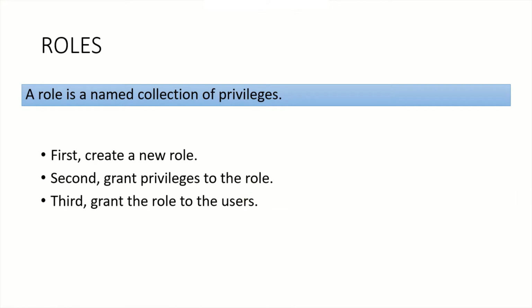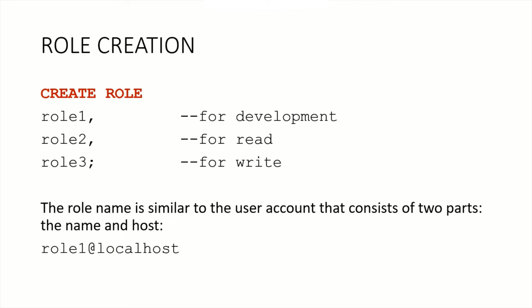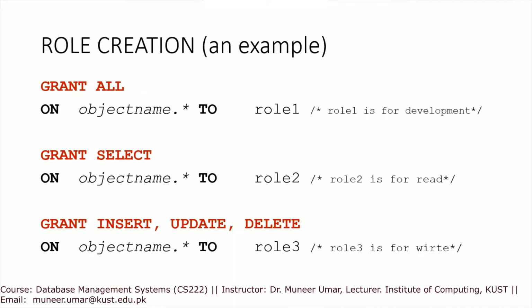So we will go through an example. Here we are creating 3 roles, role 1, role 2 and role 3. Role 1 would be for development, second would be for read, and third would be for write. The role name is similar to user account, that consists of 2 parts, the role name and the host name. Actually we will treat these roles as we treated our users. So for role creation we need to execute such type of commands.